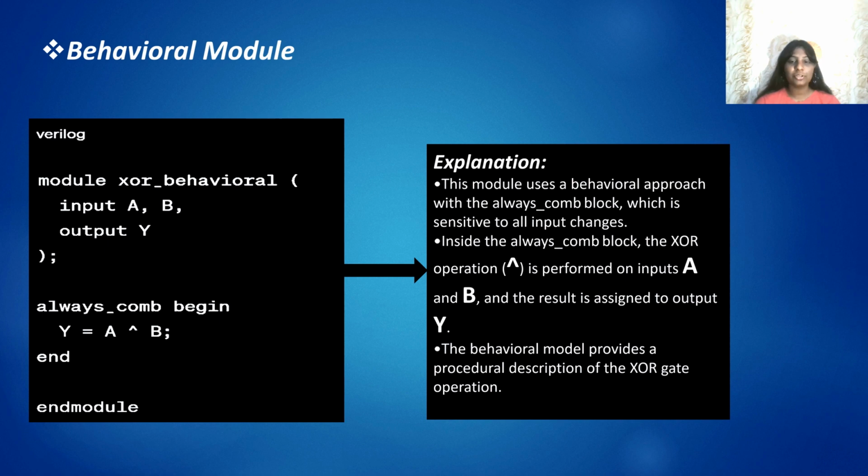This module uses a behavioral approach with the always block, which is sensitive to all input changes. Inside the always block, the XOR operation, which is the caret symbol, is performed on inputs A and B, and the result is assigned to the output Y. The behavioral model provides a procedural description of the XOR gate operation.